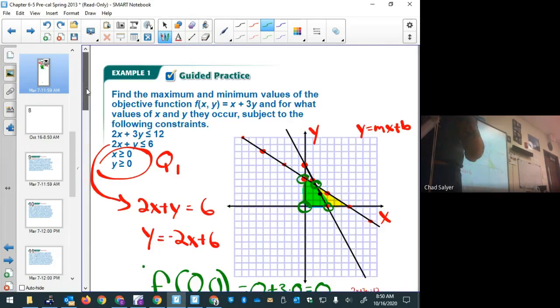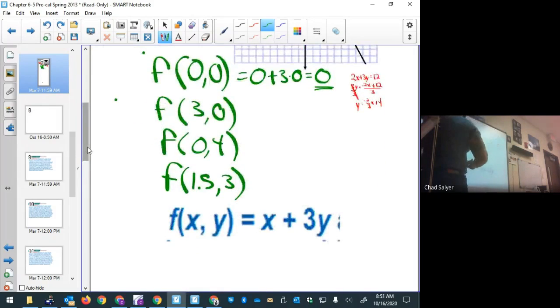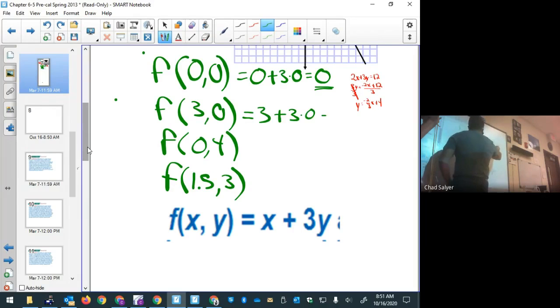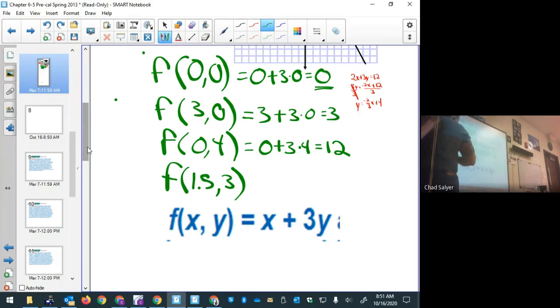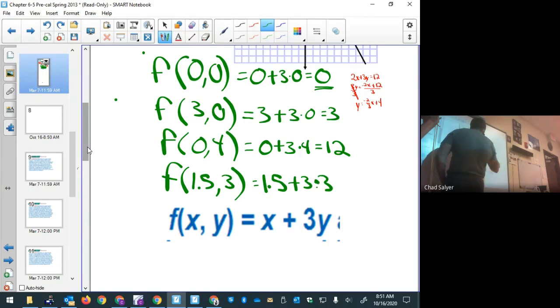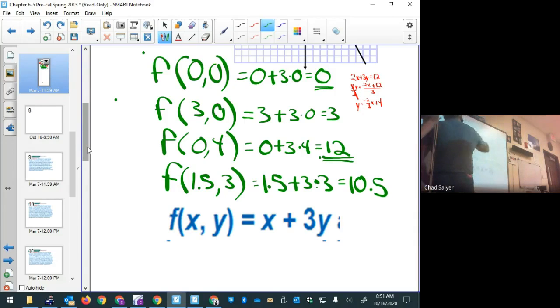And let's see what they want us to do here. Find the maximum and minimum values, okay? And then I've got 3 plus 3 times 0 equals 3. I've got 0 plus 3 times 4 equals 12. And I've got 1.5 plus 3 times 3, so that's 9 plus 1.5, which is 10.5. So this is my min. This is my max.